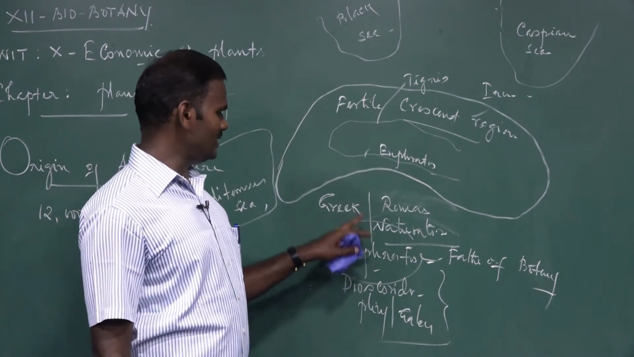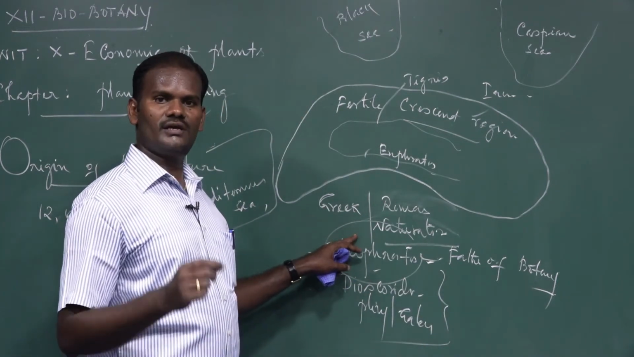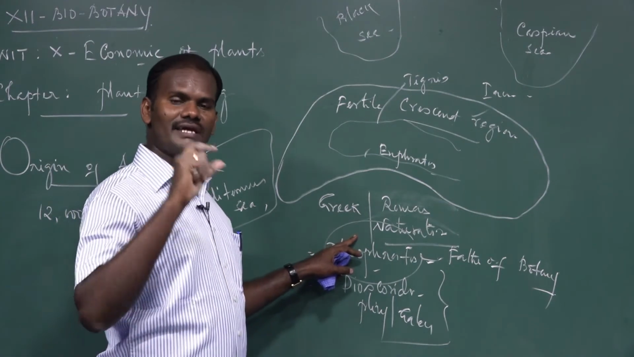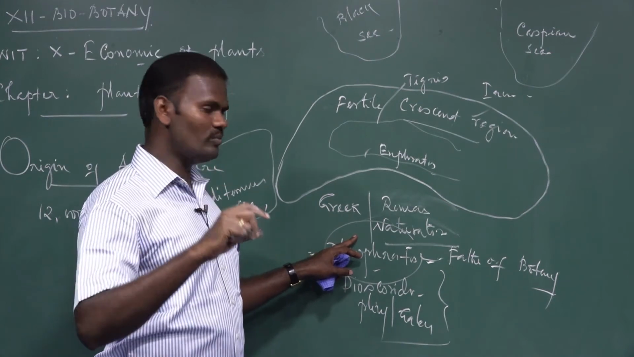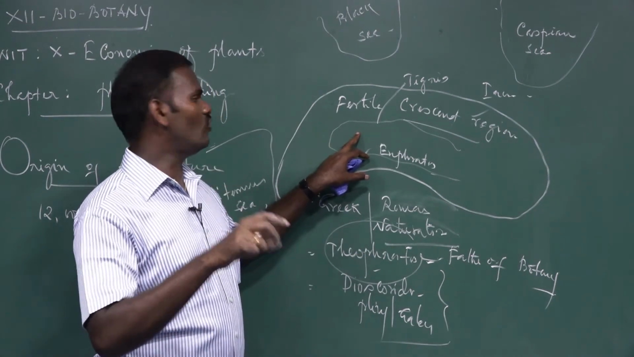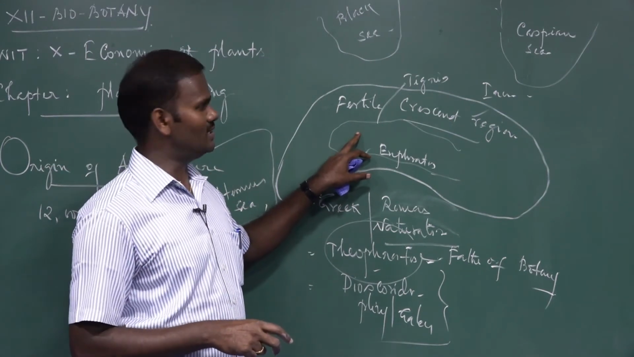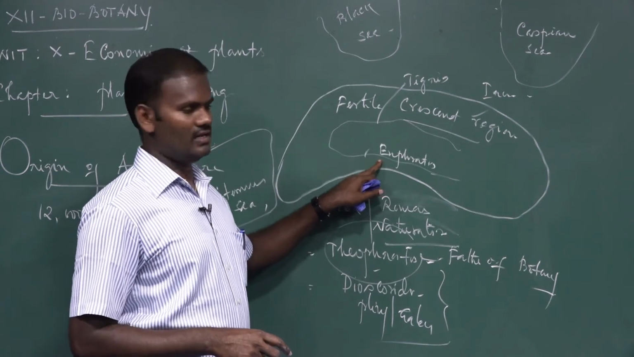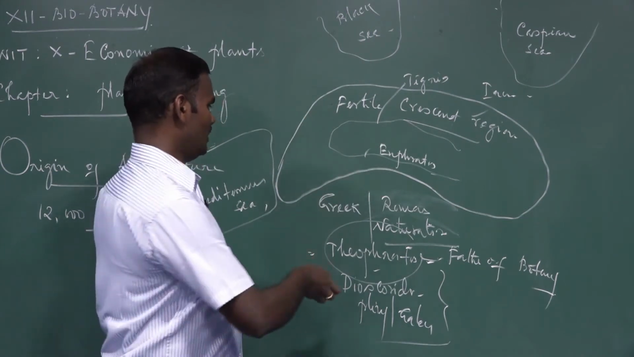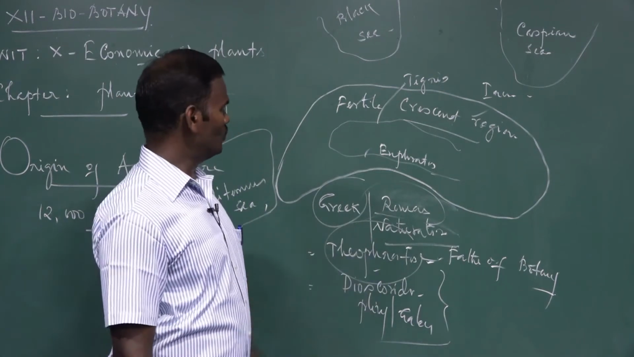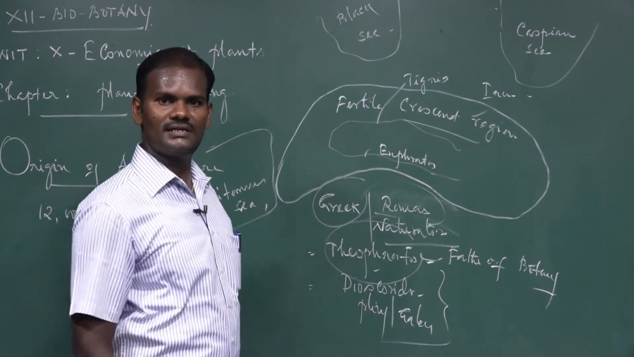These four scientists scientifically proved, with evidence, and explained that these are the regions for the foundation or origin of agriculture in and around the Tigris and Euphrates rivers. It was explained by Greek and Roman naturalists. These are the origin of agriculture regions.